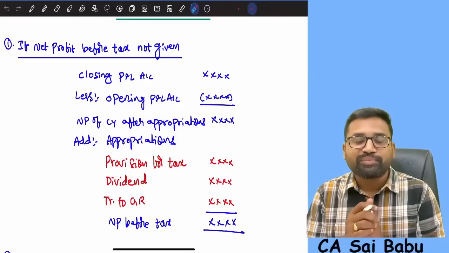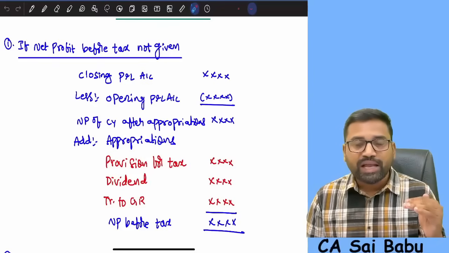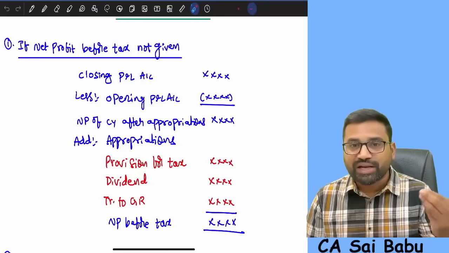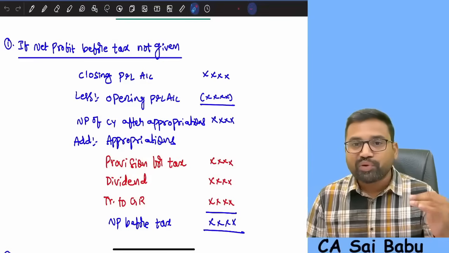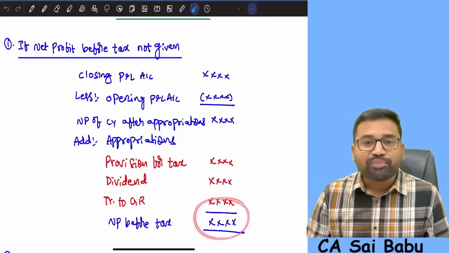So how to ascertain net profit before tax? First start with the closing P&L, reduce the opening P&L balance. Then the difference is nothing but current year net profit after appropriations from current year profits. Then add back the appropriations you have done from the current year profits, like provision for tax, transfer to general reserve, dividend adjustment. You will get net profit before tax.